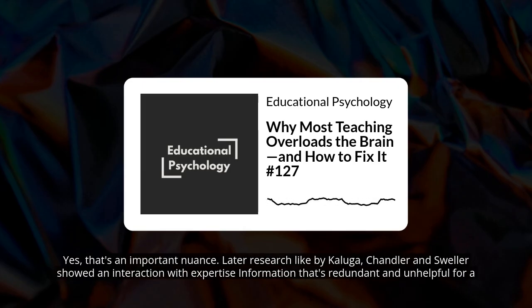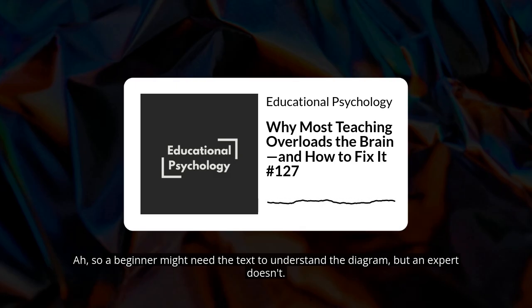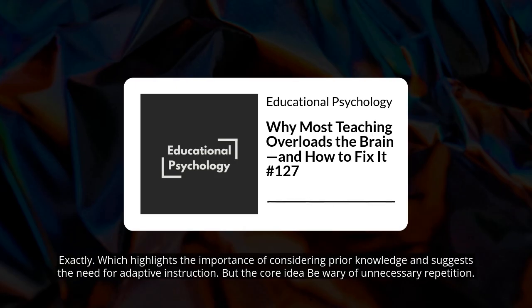Yes, that's an important nuance. Later research, like by Kalyuga, Chandler, and Sweller, showed an interaction with expertise. Information that's redundant and unhelpful for a more knowledgeable learner might actually be necessary scaffolding for a novice who's still struggling to understand the core concepts in just one format. So a beginner might need the text to understand the diagram, but an expert doesn't. Exactly, which highlights the importance of considering prior knowledge and suggests the need for adaptive instruction. But the core idea remains.